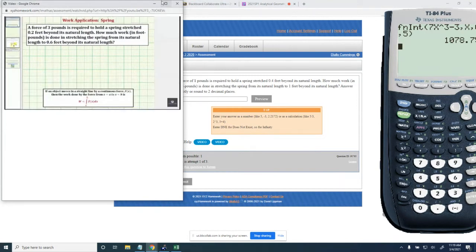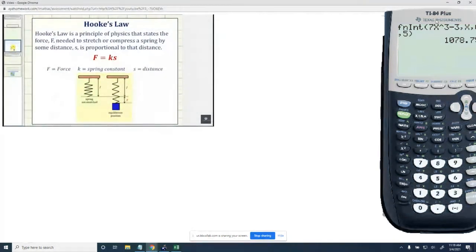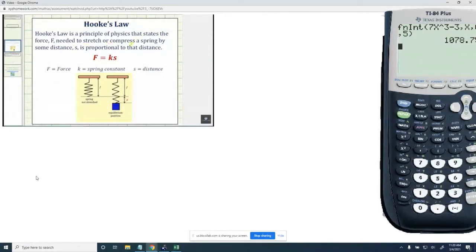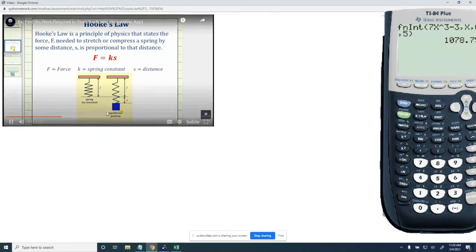Hopefully you can hear the video on this. Where Hooke's law is a principle of physics that states that the force F, needed to stretch or compress a spring by some distance s, is proportional to that distance, and therefore F is equal to K times S, where F is the force, K is the spring constant, and S is the distance the spring is stretched.